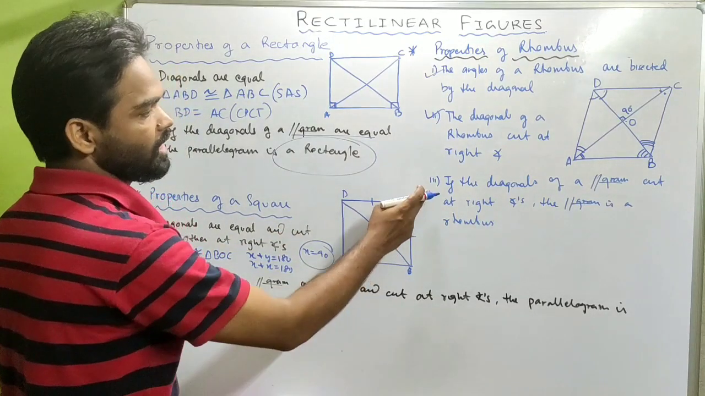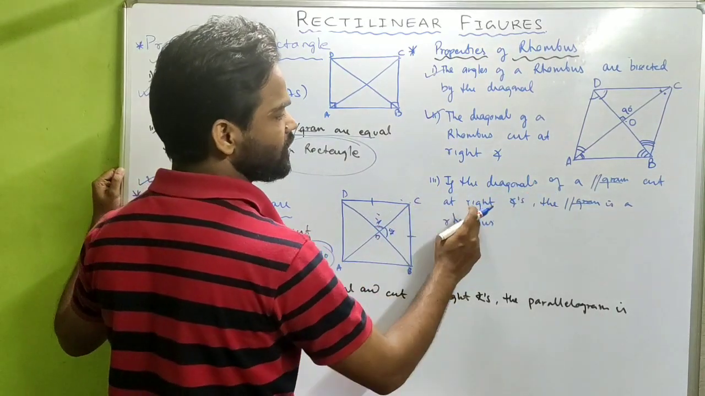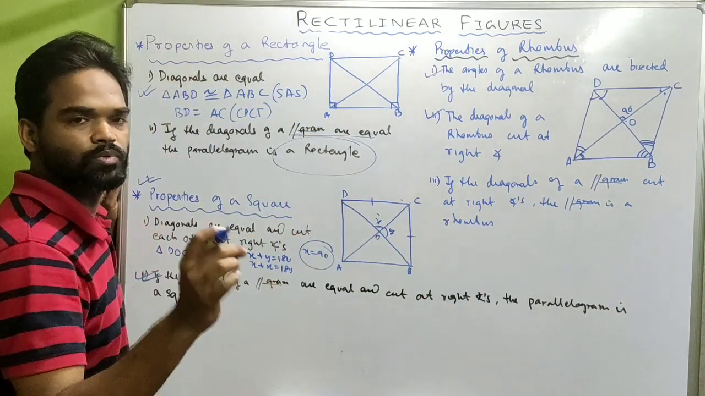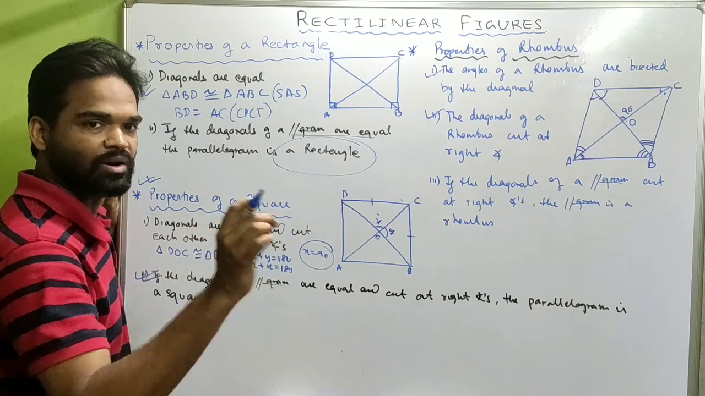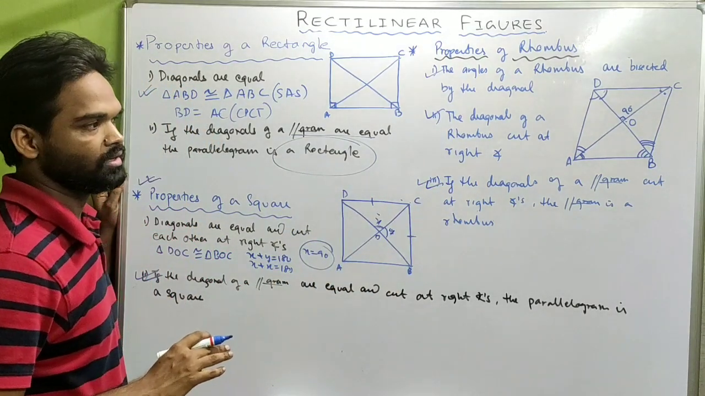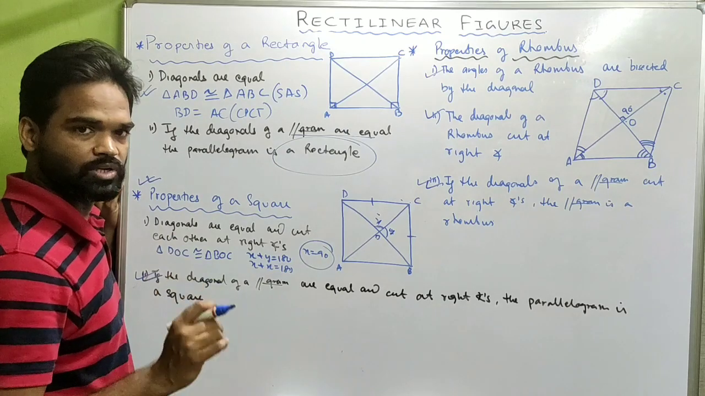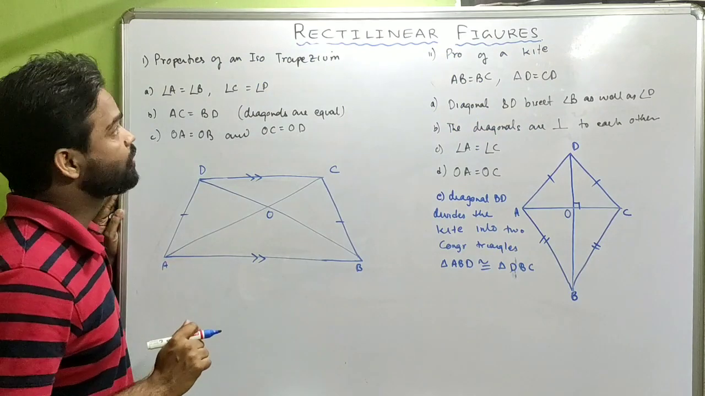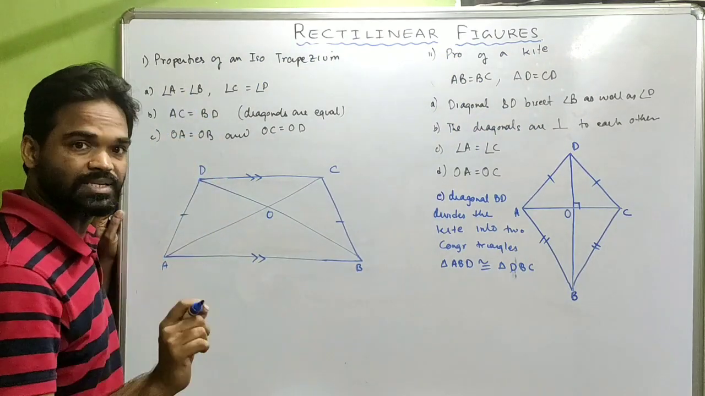Now, if the diagonals of a parallelogram cut at right angles, the parallelogram is a rhombus. So in case you need to prove that a given parallelogram is a rhombus, you need to follow this. Okay. Now let us look at the properties of kite and trapezium. Now let us see the properties of an isosceles trapezium.